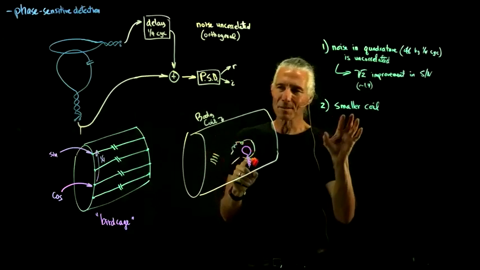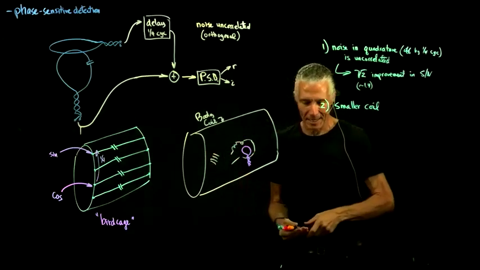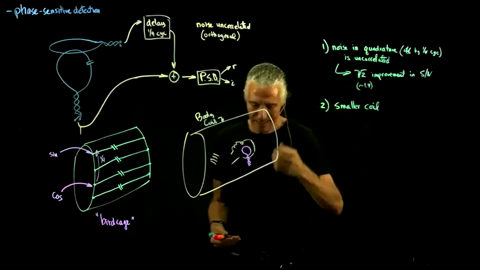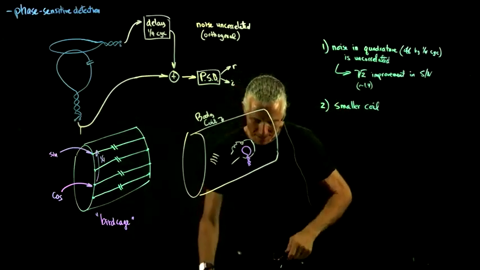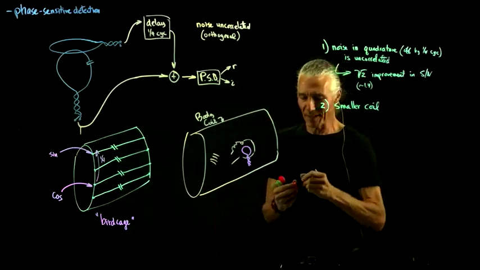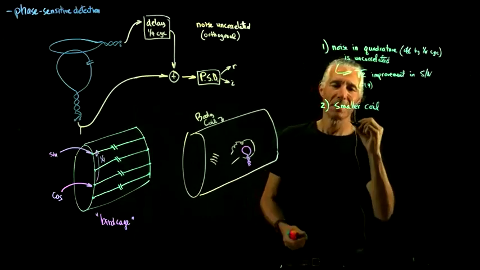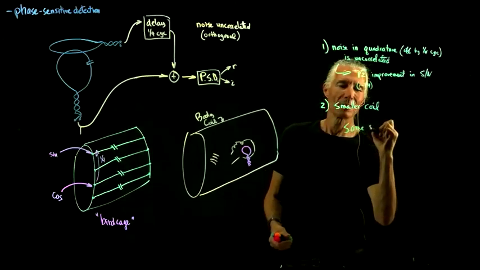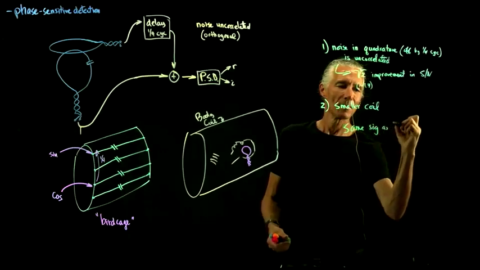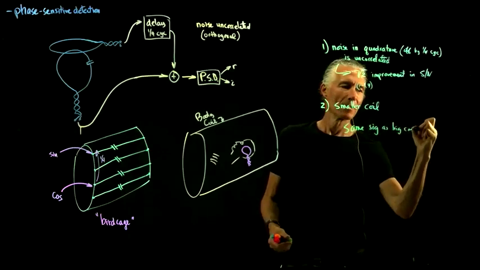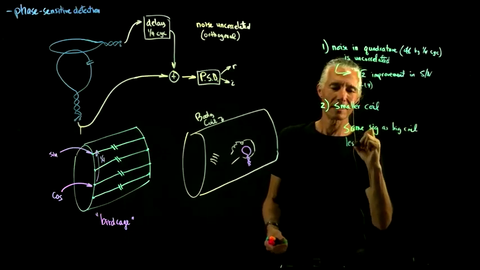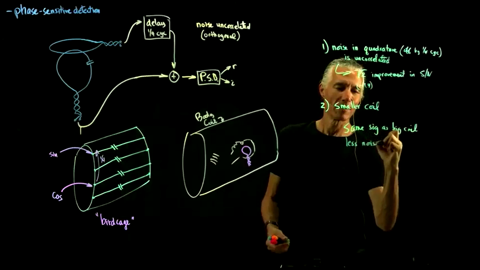the reason that a smaller coil is better is because it essentially can't see. You can sort of think of it as getting the same signal as the big coil, but it picks up less noise from elsewhere.